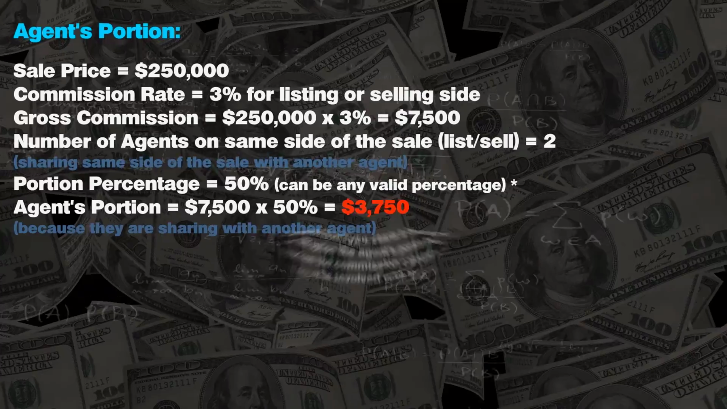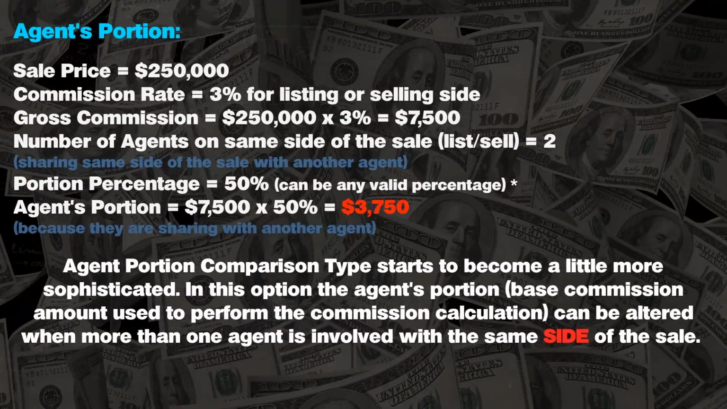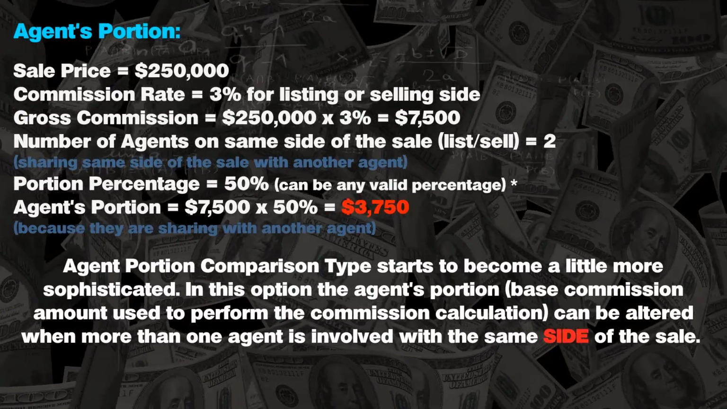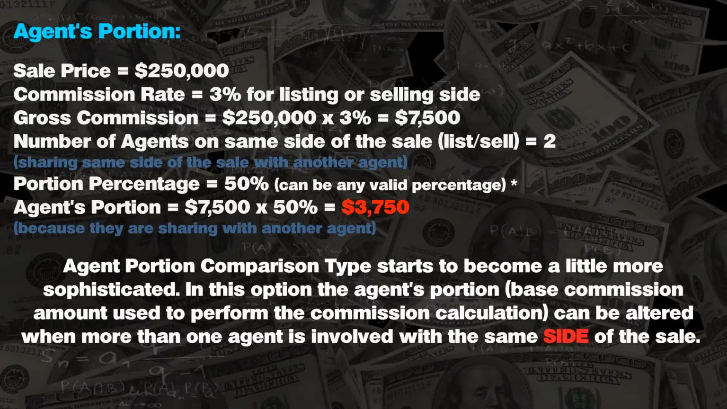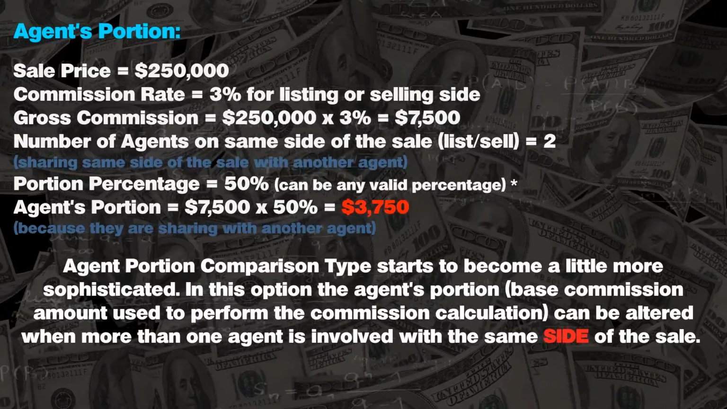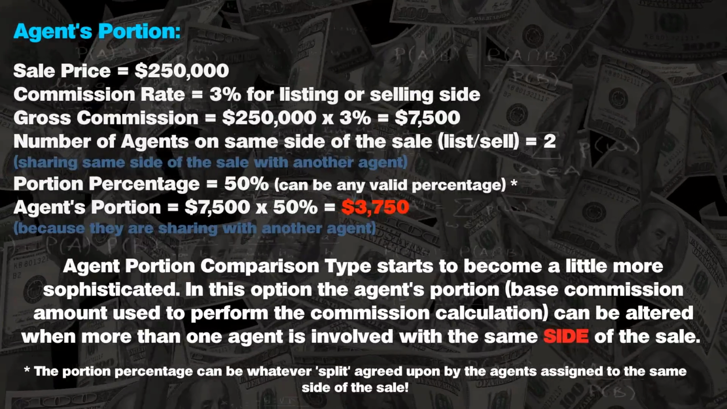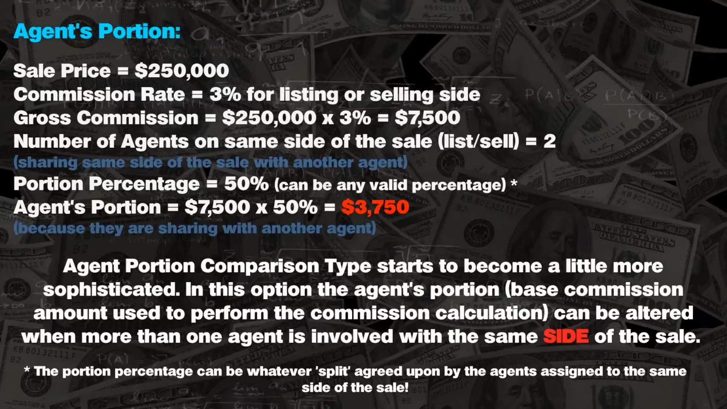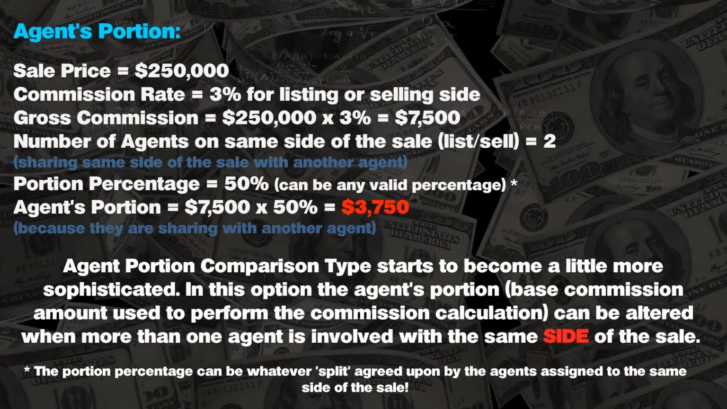The agent portion comparison type starts to become a little more sophisticated. In this option, the agent's portion, that's the base that's used to perform the commission calculation, can be altered when one or more agents are involved in the same side of the sale. The portion percentage can be whatever split was agreed upon by the agents assigned to the same side of the sale.